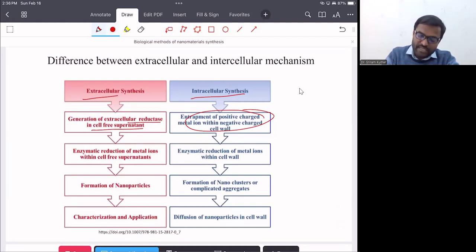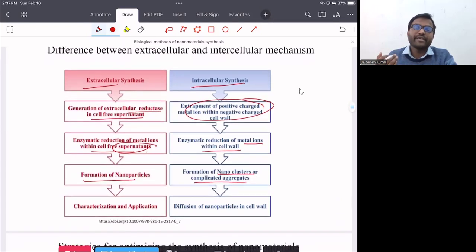The second difference is that enzymatic reactions happen within the cell-free supernatant. The enzymatic reactions happen on the surface, and because of that we have the reactions in the supernatant. However, in the intracellular case, the enzymatic reactions are within the cell wall. The third difference is the formation of nanomaterials. In the intracellular mechanism, you will have nanocluster formation or complicated aggregates. Then we can characterize the nanomaterials once we synthesize them by either the extracellular or the intracellular mechanism.